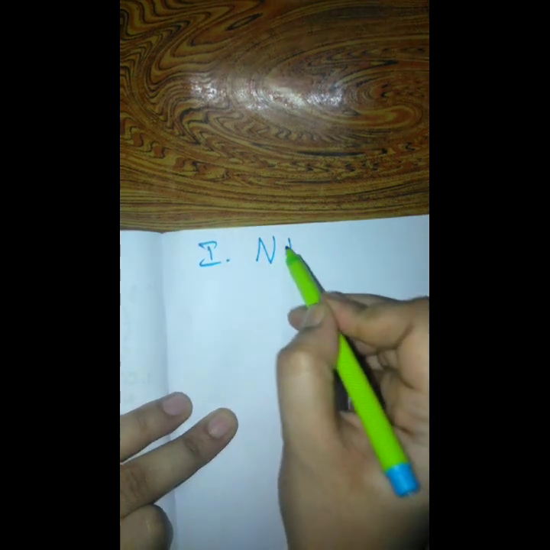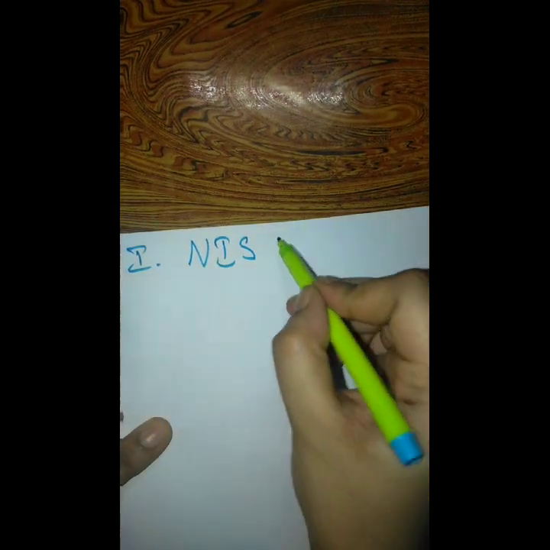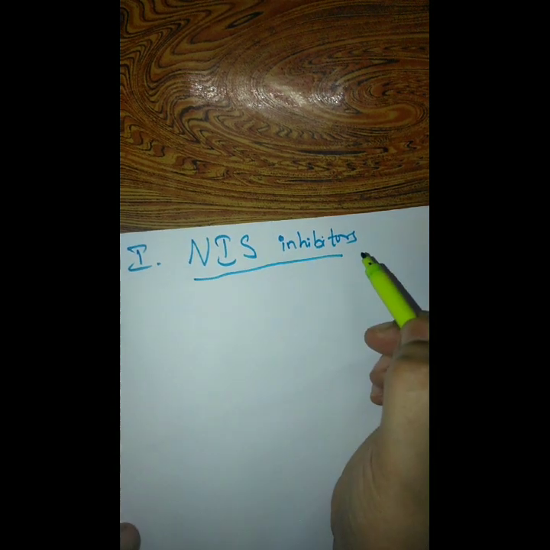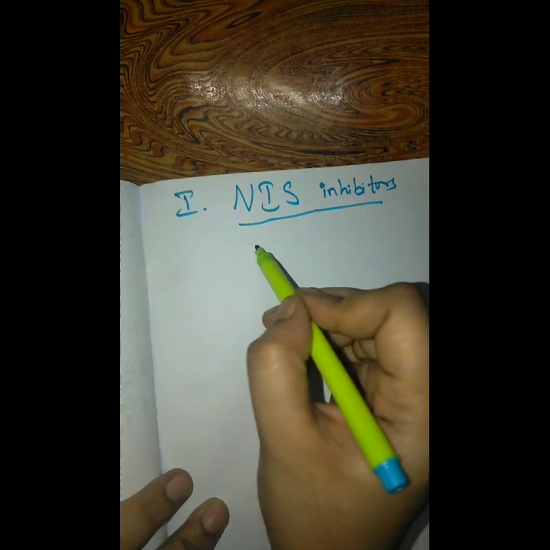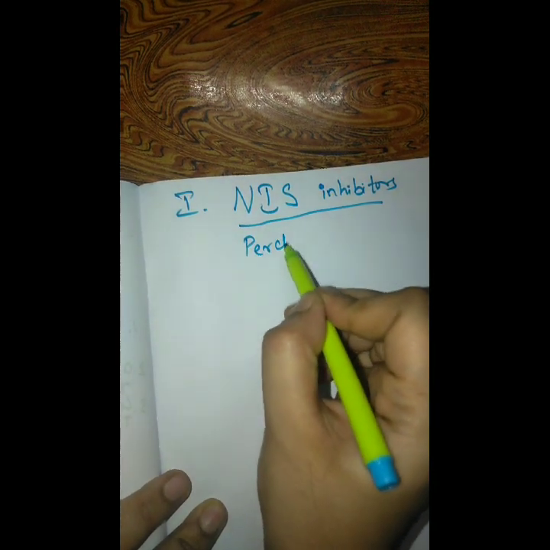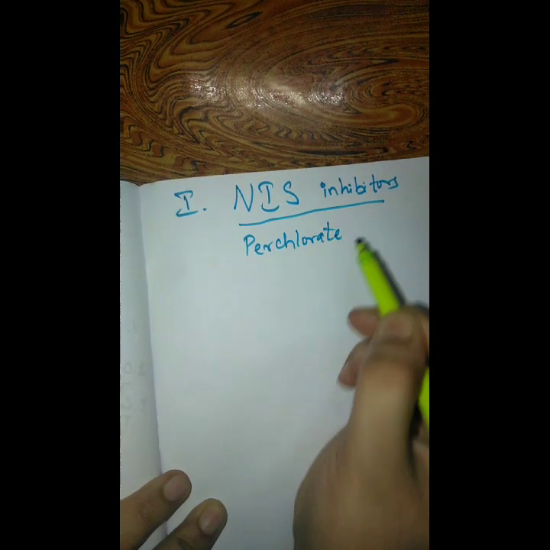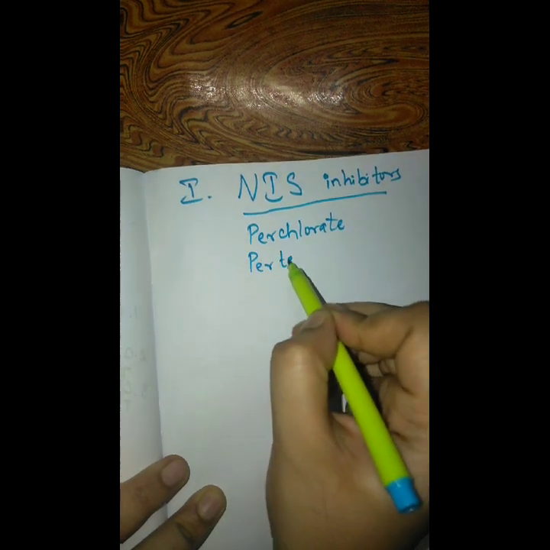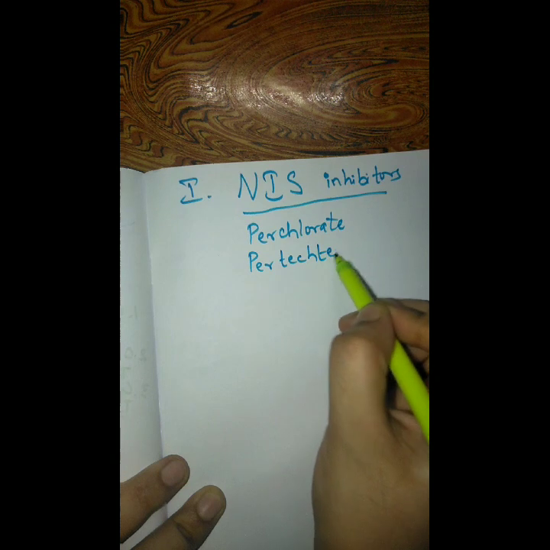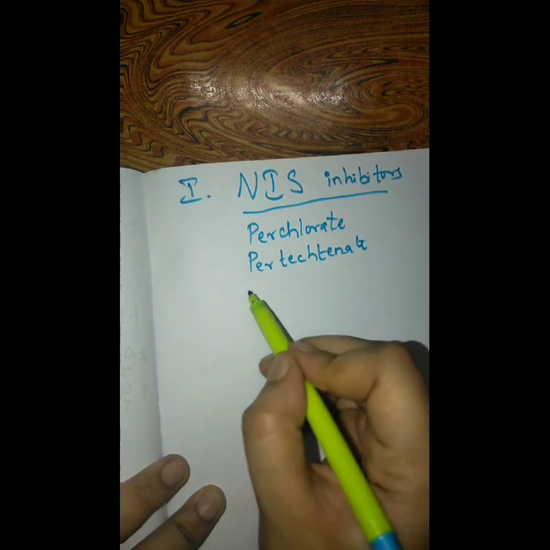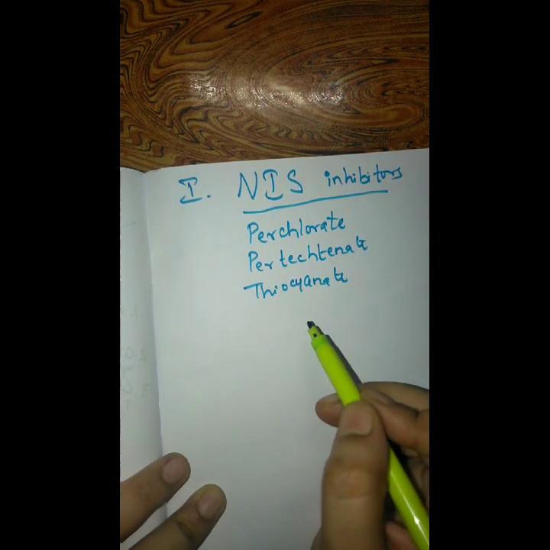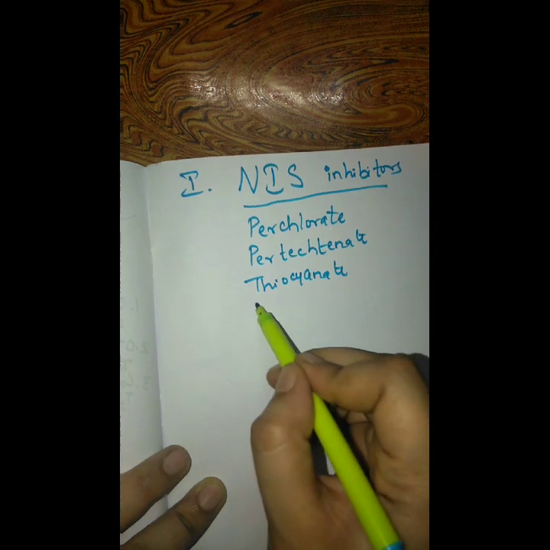Sodium iodide symporter inhibitor. Drugs coming under this class are perchlorate, next we have pertechnetate, thiocyanate, and nitrates.